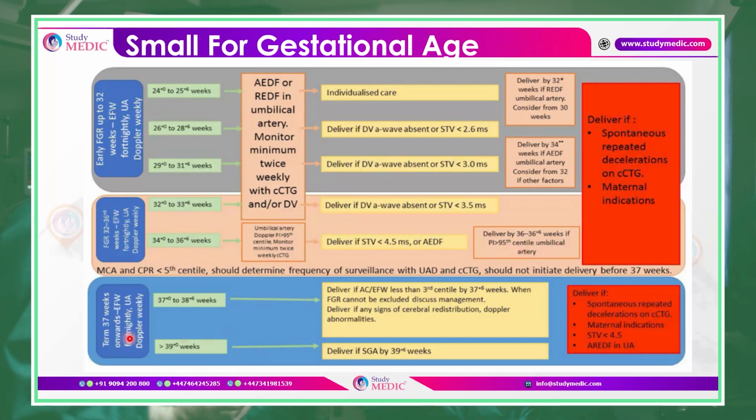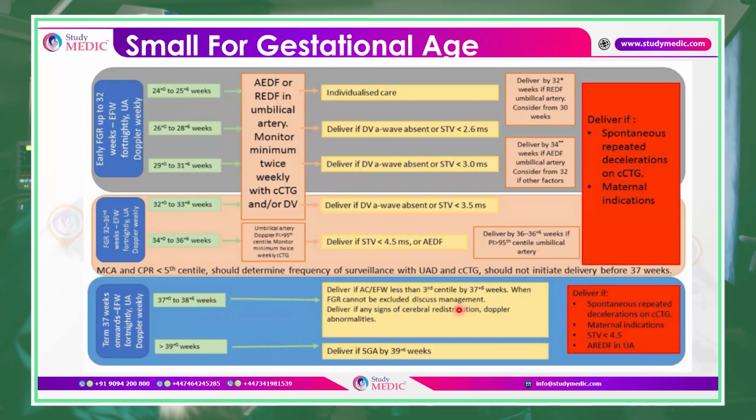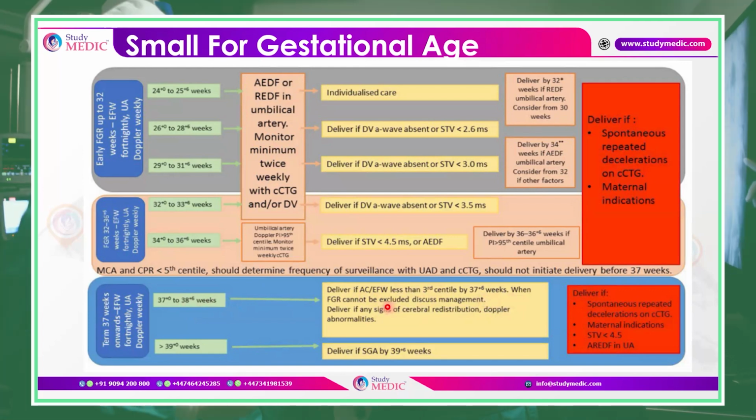Then there are patients who are coming at term, 37 to 38 plus 6 or more than 39 weeks. At 37 to 38 plus 6 weeks, if there are concerns for intrauterine growth restriction, we can deliver if the abdominal circumference or estimated fetal weight is less than third centile, which means things are getting worse. We can deliver by 37 plus 6. When FGR cannot be excluded, discuss the management plan.